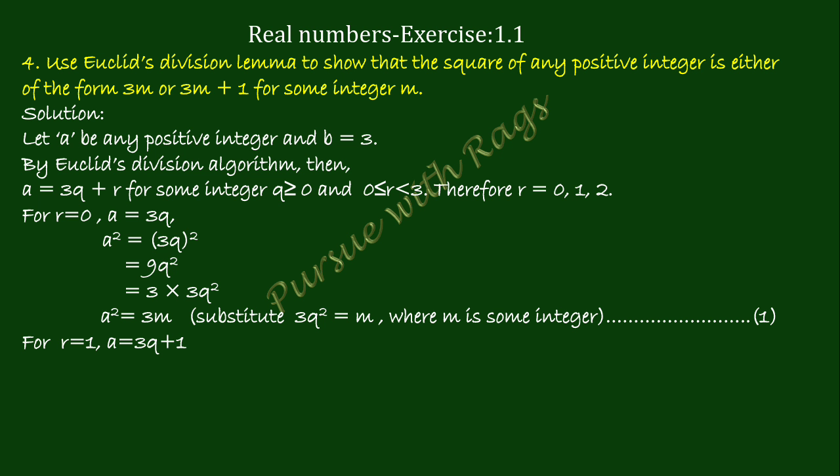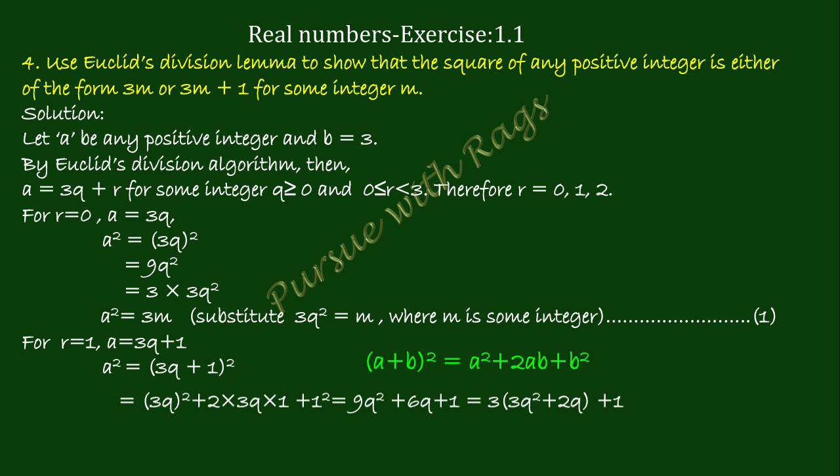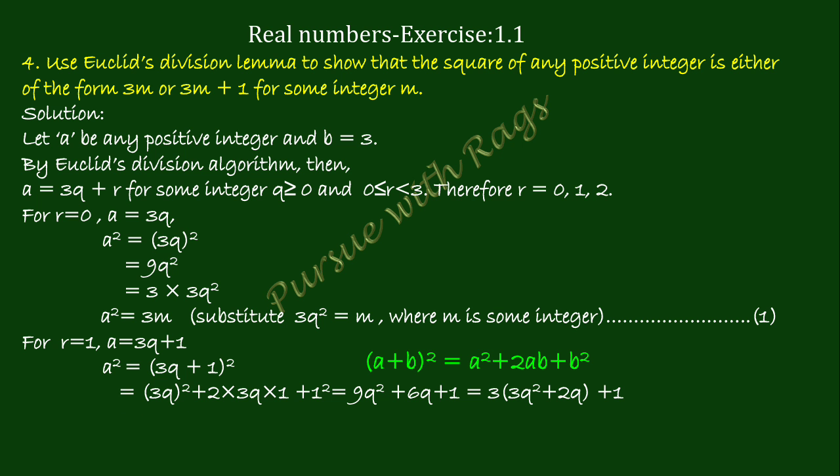Now let's move on to the next step. For r is equal to 1, a is equal to 3q plus 1. Here also we are just squaring on both sides. So a square will be 3q plus 1 the whole square. This is of the form a plus b the whole square, right? What is a plus b the whole square? a square plus b square plus 2ab. So apply it: 3q square plus 2 into 3q into 1 plus 1 square. So 3q square will be 9q square plus 6q plus 1.